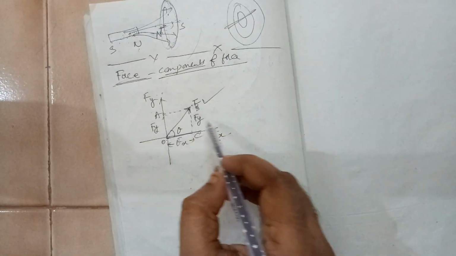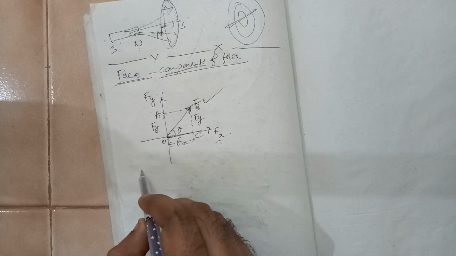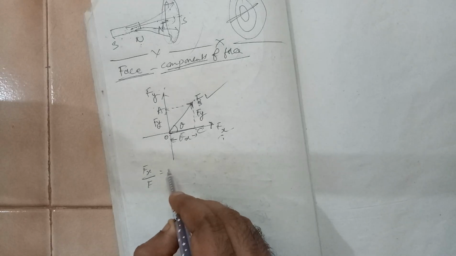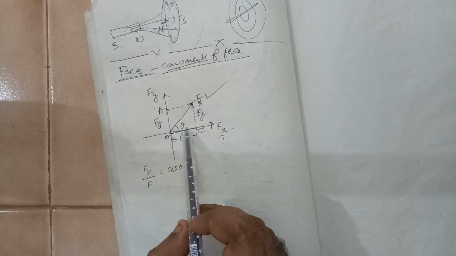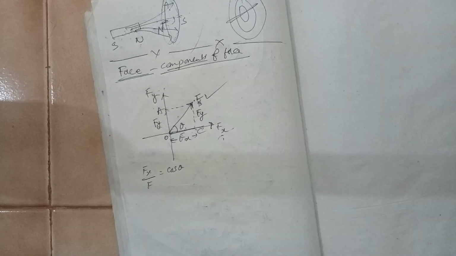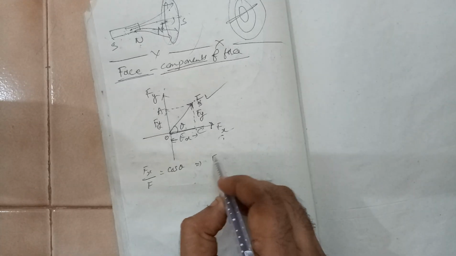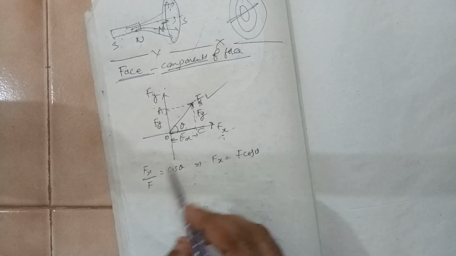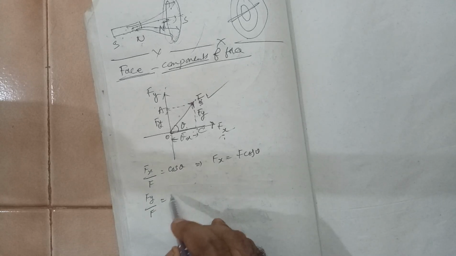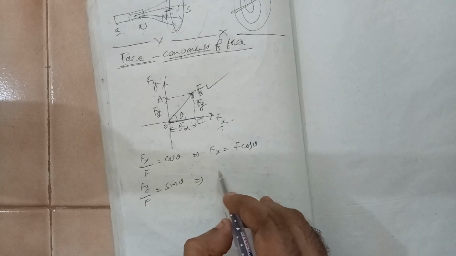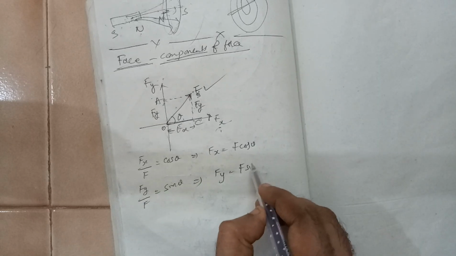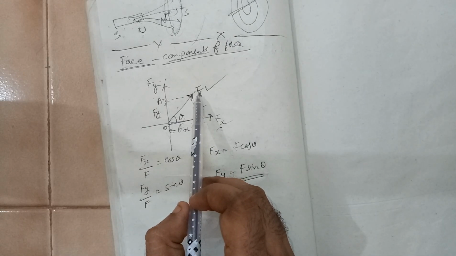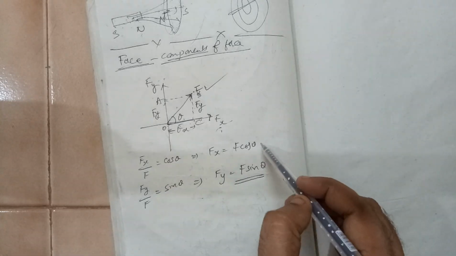So in this triangle BCO, can I write Fx divided by the hypotenuse F is equal to cos theta, adjacent by hypotenuse. So that means Fx is equal to F cos theta. Similarly, Fy by F can be written as sin theta. That means Fy is equal to F sin theta. So we can convert this force into two components by this formula.